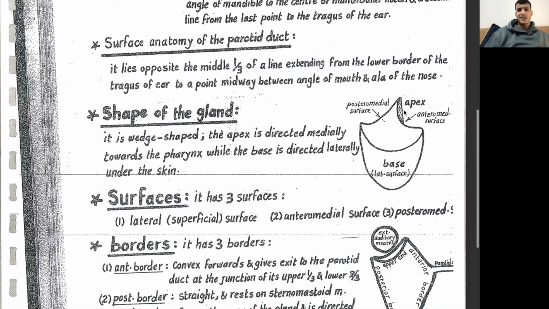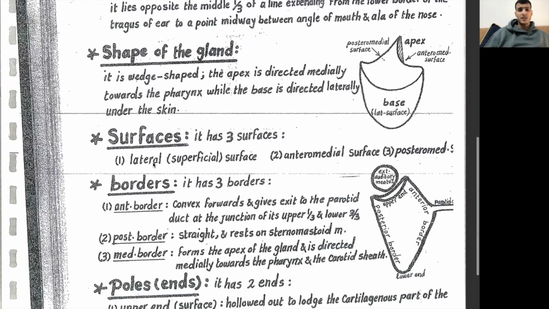So the shape of the gland is basically like that. So that's the anterior part, that's the posterior part, that's the apex and the base. So the base is where I touch right here. The apex is pointing inside. So in a way here, the apex is going into the page onto this side.